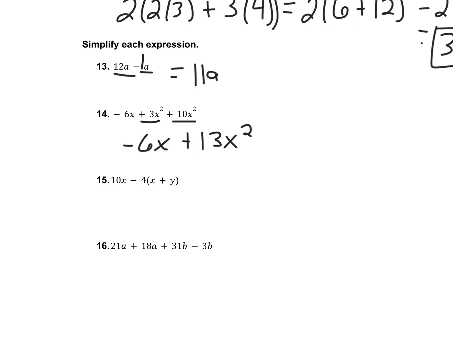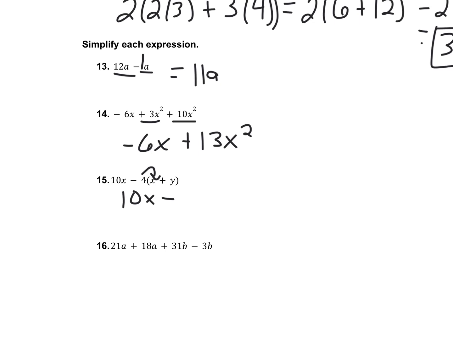15. We still got to do some what first? What do we got to do first? Distribute, because we got to do order of operations. First, look in the parentheses. Can you do anything with that? No, so we need to distribute. I heard someone say it. So I'm going to drop down that 10x. When I distribute, take it into both.